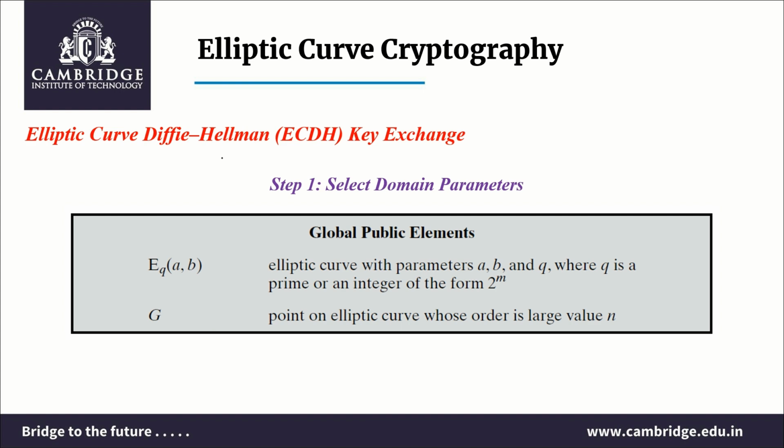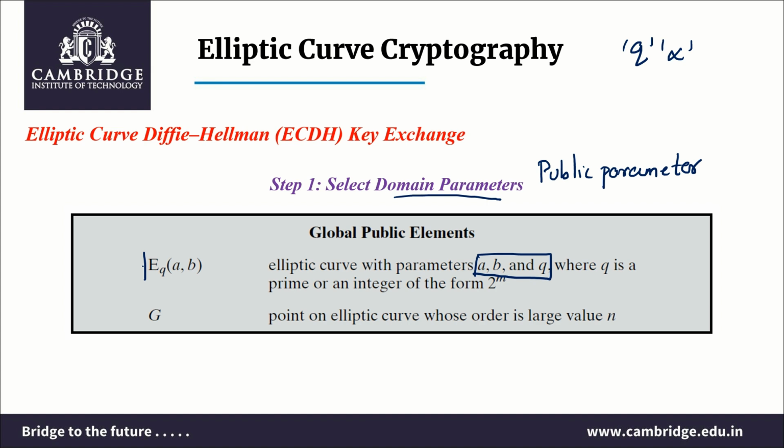In step one, we are trying to select the domain parameters. This is your public parameter. Even in the case of Diffie-Hellman, we had public parameters, q and alpha, the prime number and its primitive root. Here we have an elliptic curve with the parameters a, b, and q, where q is a prime number, or it can be any number of the form 2 power m. So this is the curve that we have considered.